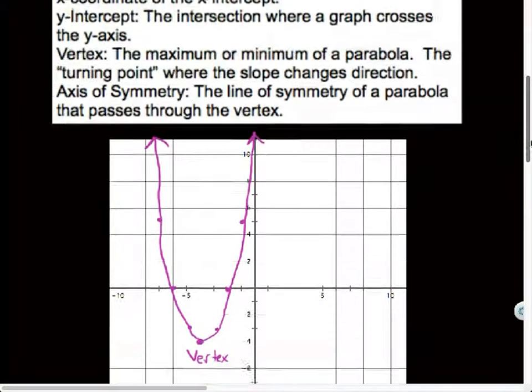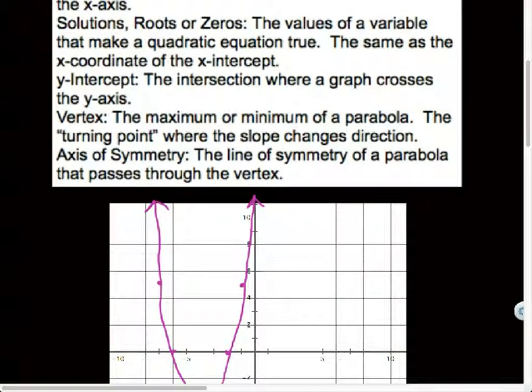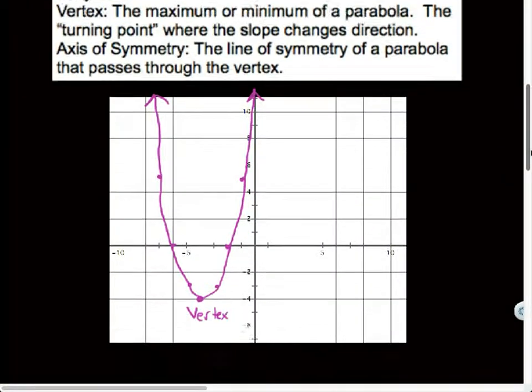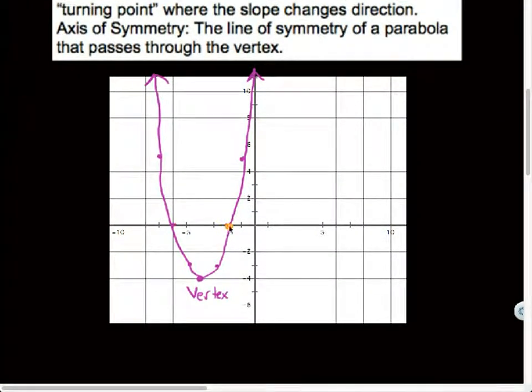So let's take a look at some of these words now. The X intercepts would be this point and this point, just where the parabola crosses the x-axis. We'll refer to this one as S1, comma 0, and S2, comma 0.